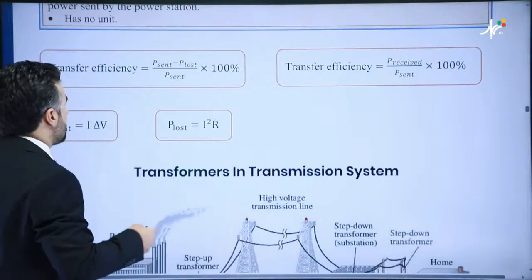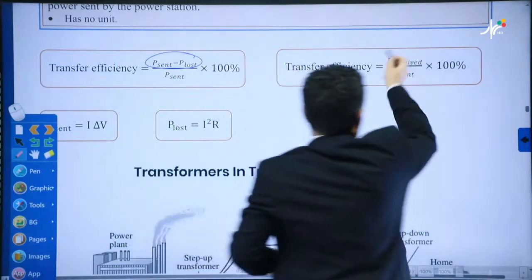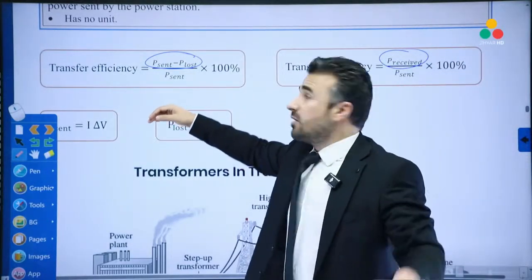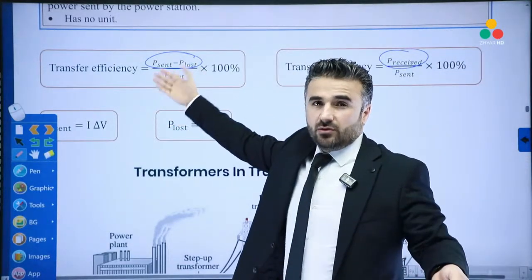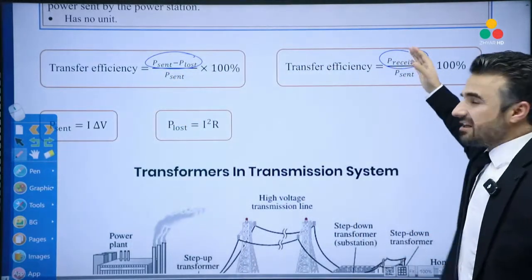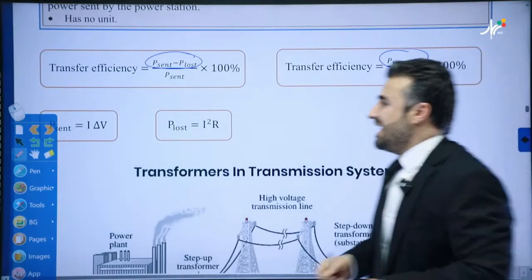But of course, we can say the power sent minus the power loss, isn't that called power received as well? So we can use either one based on the content of the question. If power sent and loss are given, or one of them is unknown, we can use this equation. If it talks about power received, we can use this equation here over power sent multiplied by 100%.